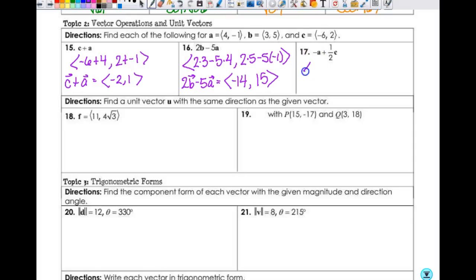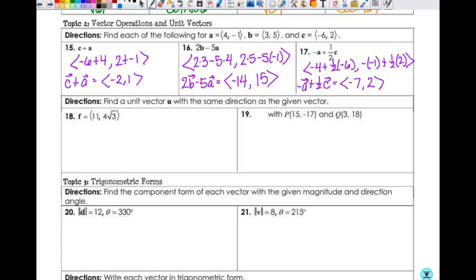Okay, negative a plus 1/2 c, so negative 4 plus 1/2 times a negative 6, and then a negative 1 plus 1/2 times 2. So negative a plus 1/2 c is equal to, so half of negative 6 is negative 3, so that gives me negative 7. That's going to be a positive 1 plus a 1 is going to give me a positive 2.